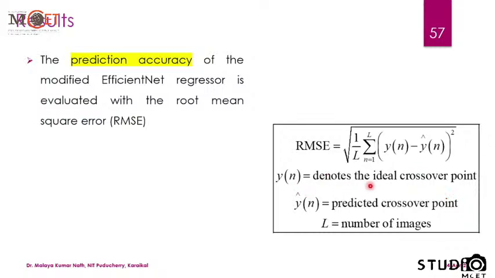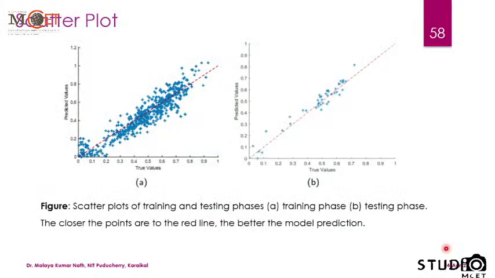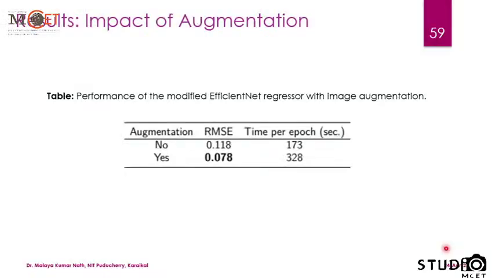The prediction accuracy of the model is computed by the RMSE, the root mean square error. This is computed as the square root of 1 upon L times the sum from n equal to 1 to L of (y_n minus y hat n) whole squared. What is y_n? It denotes the ideal crossover point, y hat n represents the predicted crossover point, and L is the number of images.